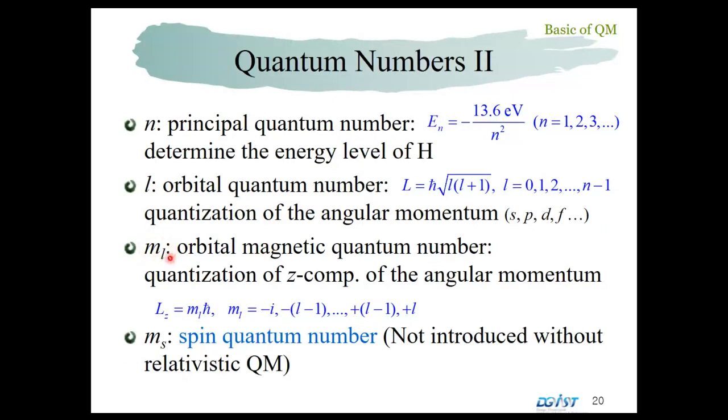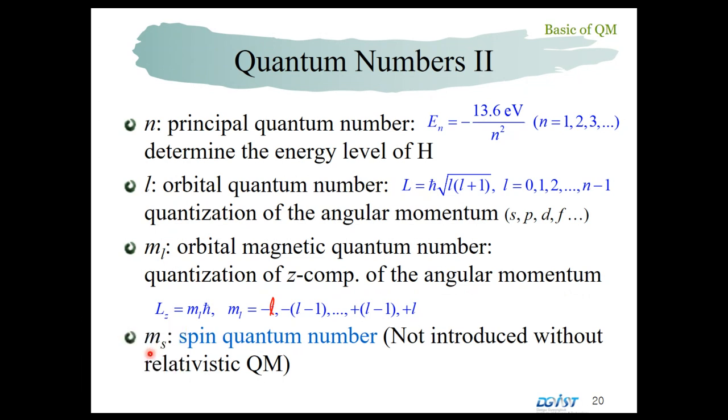And also, ML is called the orbital magnetic quantum number. So that means it's quantization of the z component of the angular momentum. As you already mentioned, all those physical quantities are quantized. So if we have a given angular momentum here, they determine only the magnitude of the angular momentum, not the direction. The direction of the angular momentum is defined by ML. So this ML means the z component of the angular momentum. And those values are also quantized. So they are varying from minus L to plus L.